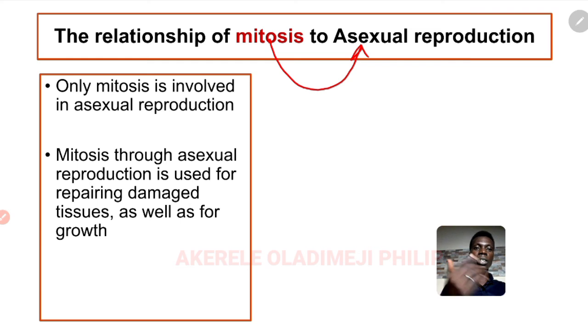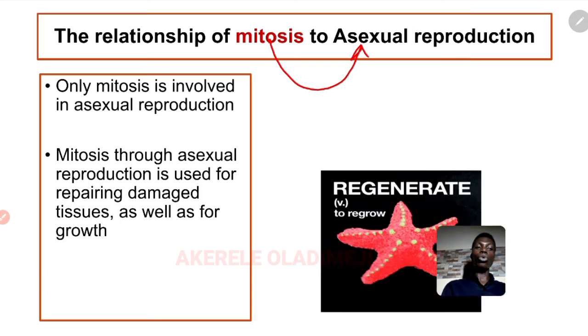Mitosis through asexual reproduction is used for repairing damaged tissues as well as for growth. So in humans, if you have a cut or a wound healing, the cells there are going to grow by mitosis. Some books even regard mitosis as asexual reproduction, really, because you are just splitting the cell into 2. So in humans and animals, what makes us get bigger in size is mitosis. So the cells keep increasing in number, and the cells are going to be identical to each other.